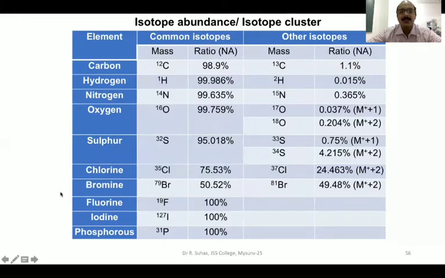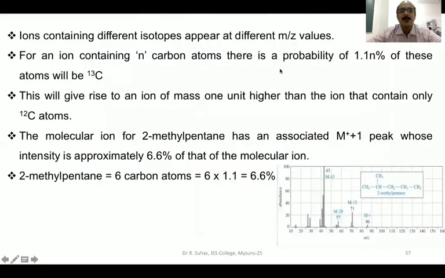Among all these, the most characteristic features are with respect to chlorine and bromine, because their heavier isotopes are very abundant, whereas for the rest of the elements the heavier isotope is just within 5% or within 4%, as for sulfur 34. For chlorine and bromine they have a very high percentage of the isotopes. One is 75, another one is 24, one is 50, another one is 49. So roughly 1:1 for bromine, and roughly 3:1 for chlorine. That's why these two take a special place in isotopic abundance with respect to mass spectrometry.